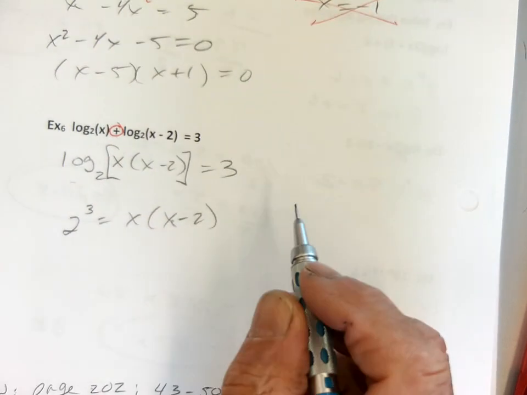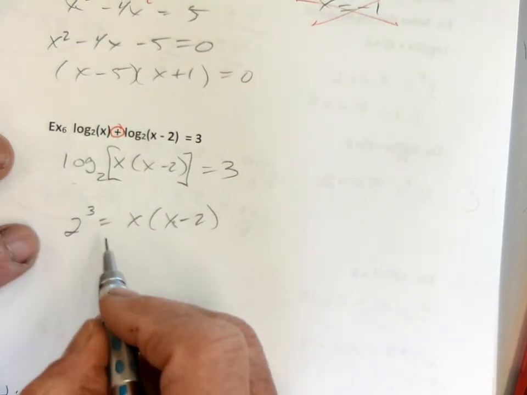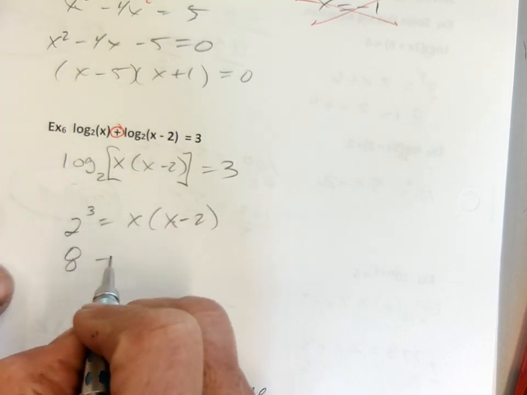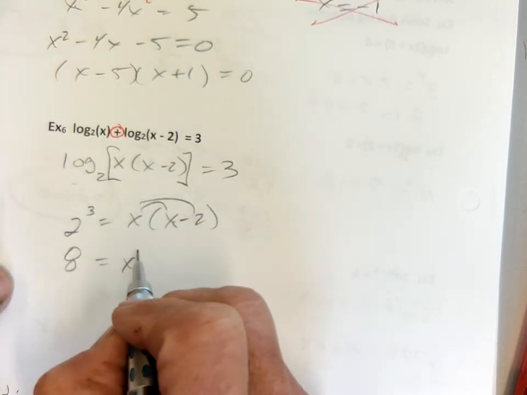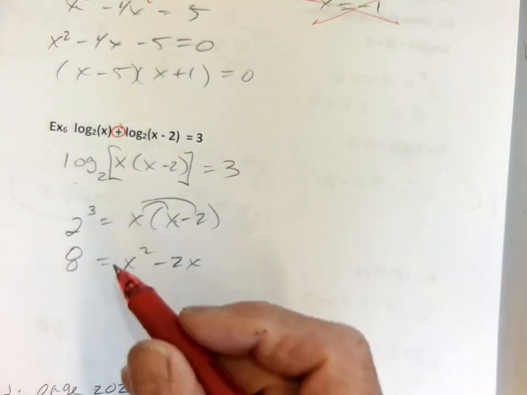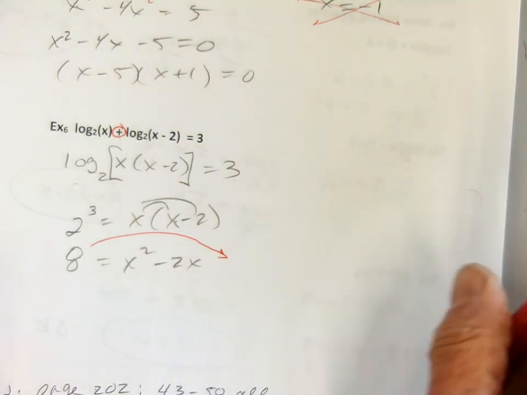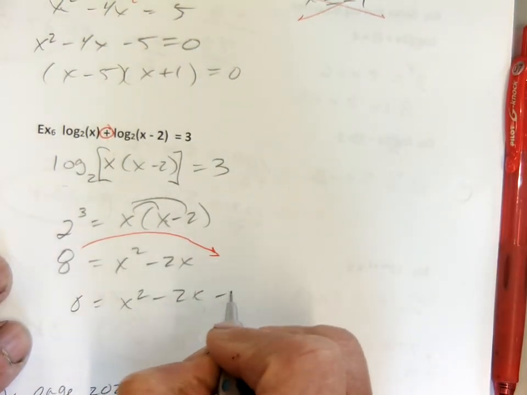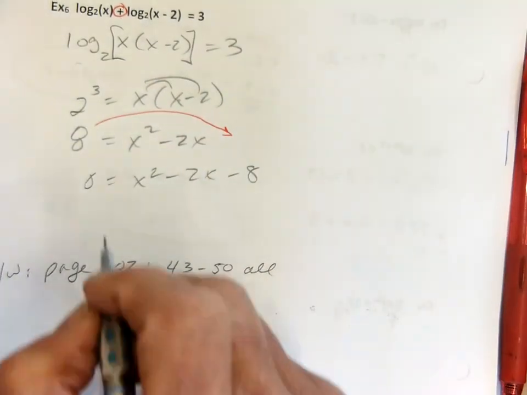Okay? It looks like a regular old algebra problem. 2 to the third is 8 because 2 times 2 is 4 times 2 is 8. And I'll distribute: x squared minus 2x. Looks like I might need to factor, so I'll bring the 8 over and set it equal to 0. x squared minus 2x minus 8. And then I'll factor that.